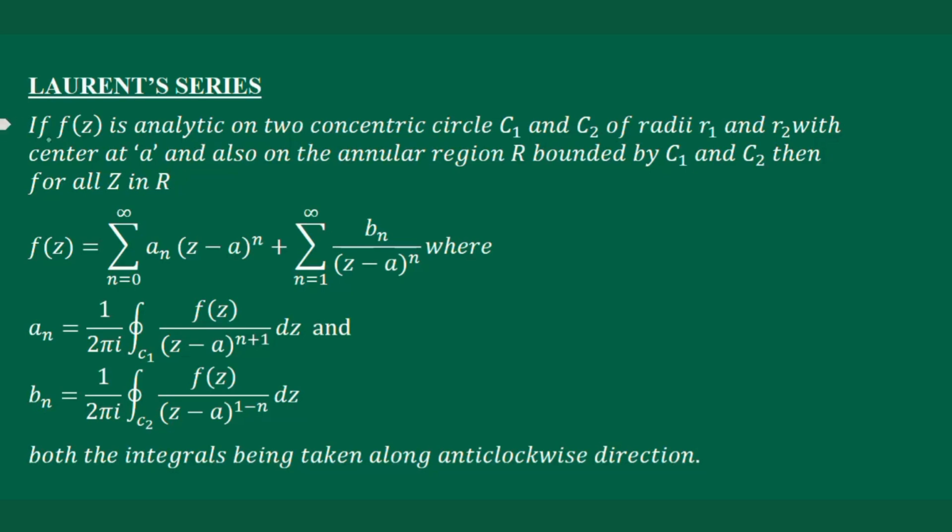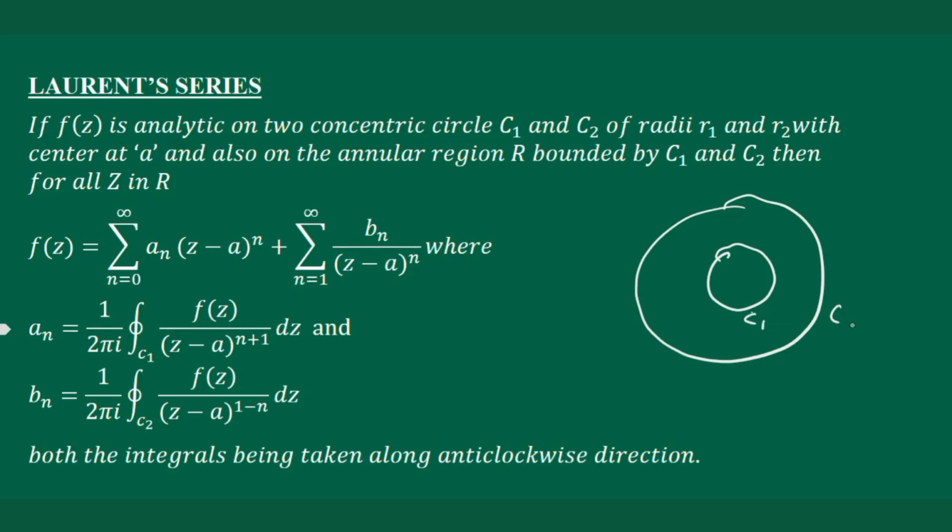Now let us see the statement of Laurent series. The statement of Laurent series is: if a function f of z is analytic on two concentric circles C1, C2, whereas in Taylor series we take only one circle, here we have to take two concentric circles C1 and C2. That is, we take one circle and then another circle. Let us consider this to be the circle C1, this to be the circle C2, and this is radius small r1, and this is the radius R2.